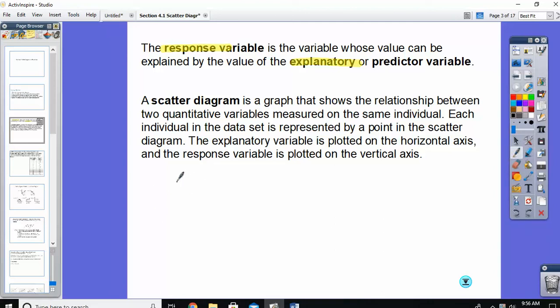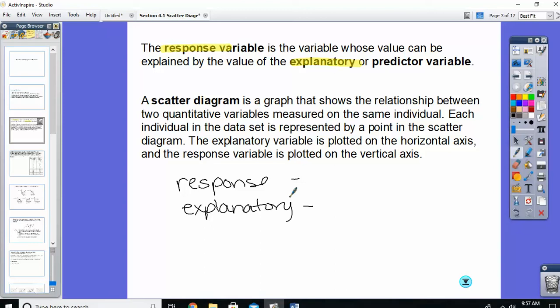So a response is a variable whose value can be explained by the explanatory. All right, if you're just writing this down, really all you need to know is which one is X and which one is Y. So if I were writing it down, I probably wouldn't write any of the words. I would just say response variable is this and explanatory is that. So if you're looking at this, response is a variable whose value can be explained by the explanatory.